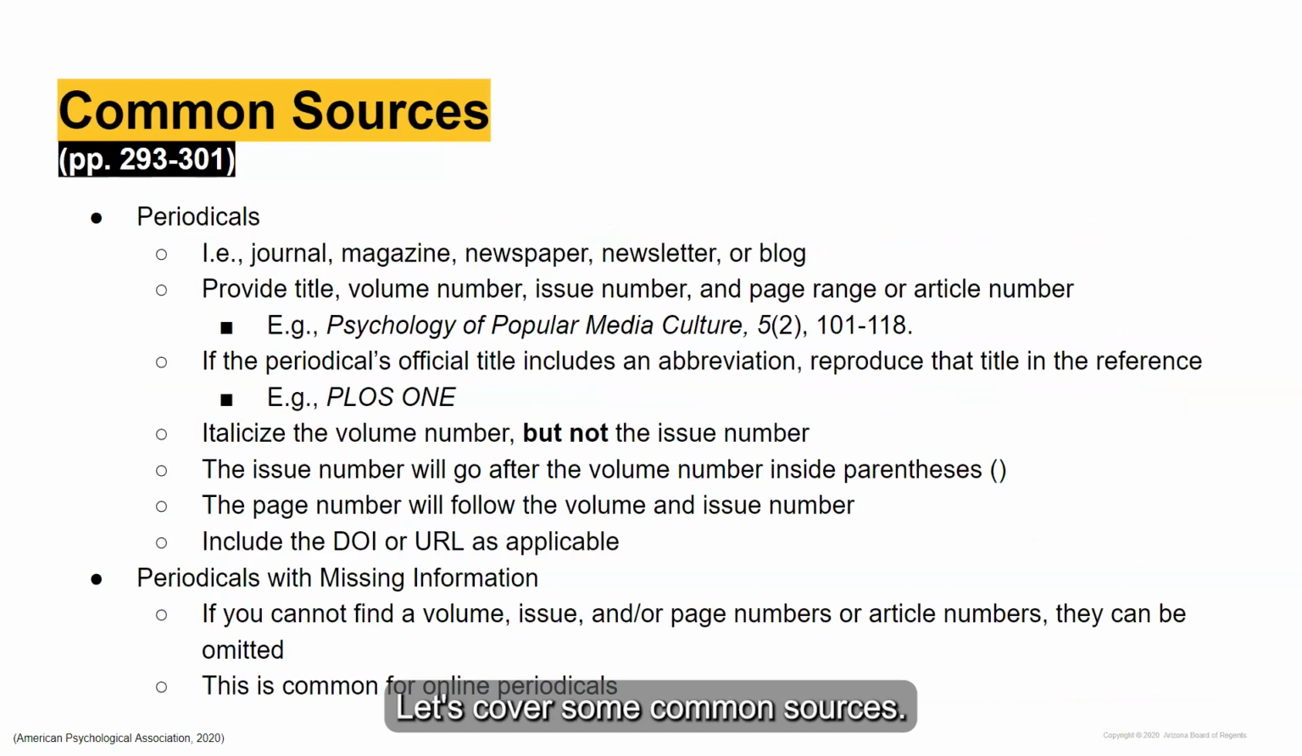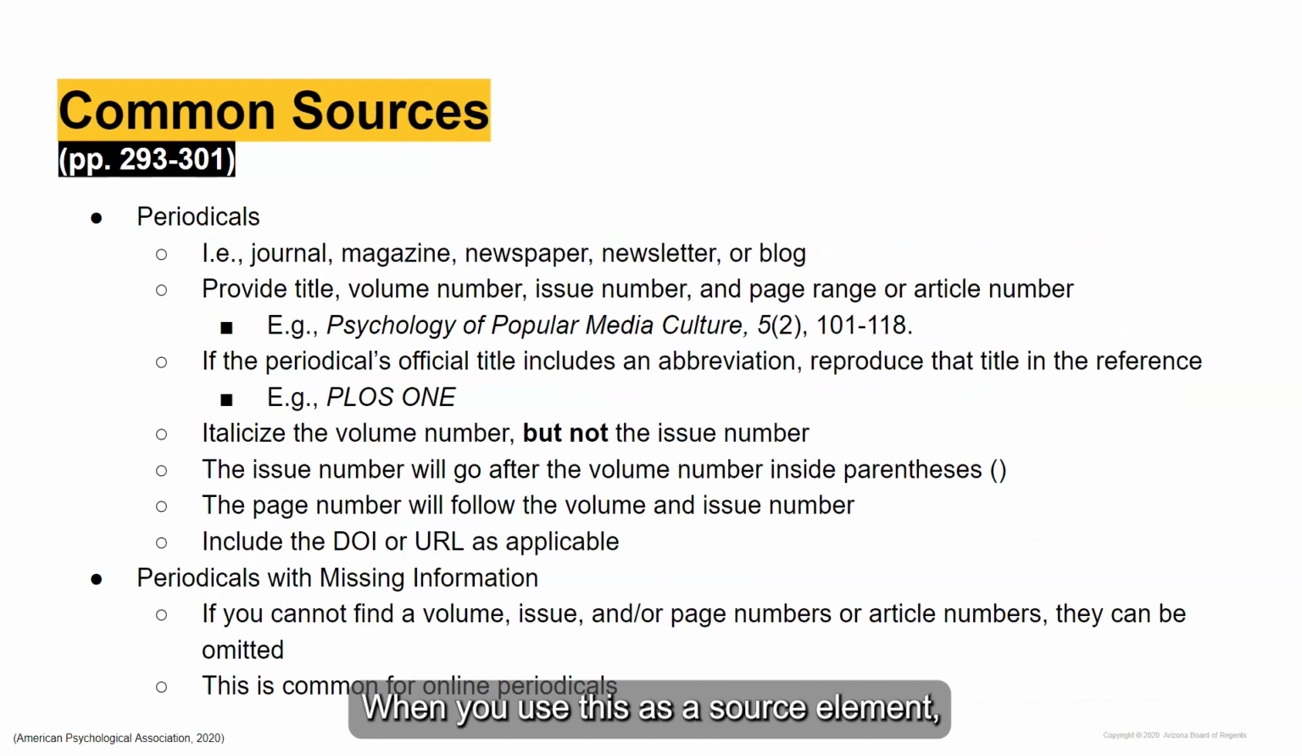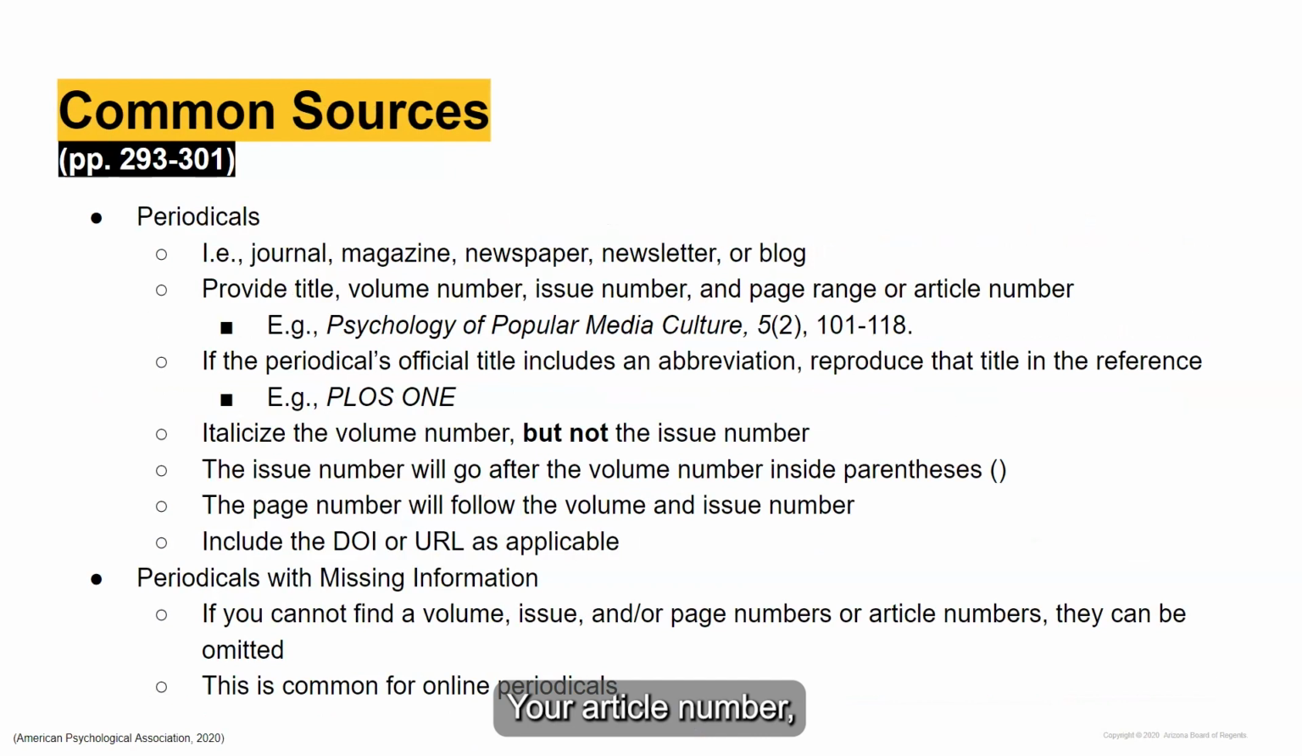Let's cover some common sources. Periodicals like a journal, a magazine, a newspaper, a newsletter, or a blog are common in research. When you use this as a source element, you will need to provide the title, the volume number, the issue number, and a page range or article number. For example, Psychology of Popular Media Culture, 5(2), pages 101 to 118.